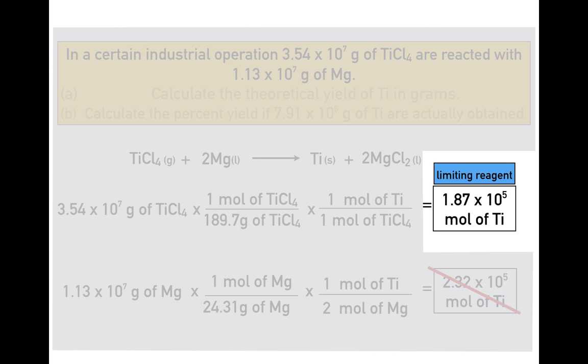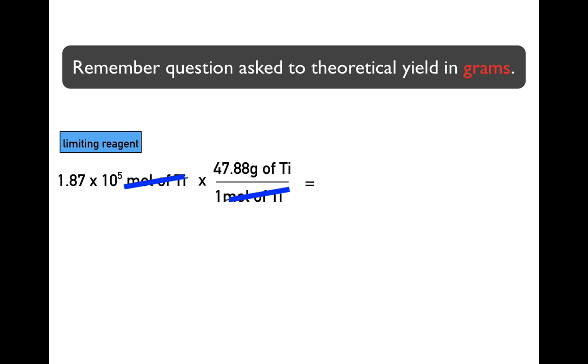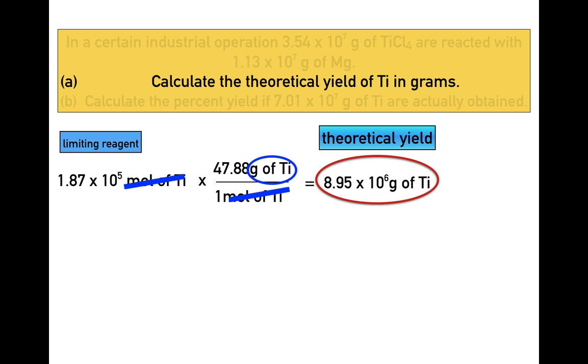This is the quantity that I actually need to find my theoretical yield: 1.87 times 10 to the 5th moles of titanium. I find the molar mass of titanium because again I want to find grams. That eliminates my unit of moles that I don't need, and that gives me grams of titanium. So I multiply 1.87 times 10 to the 5th by 47.88, and I get 8.95 times 10 to the 6th grams of titanium. And this is the theoretical yield in grams.